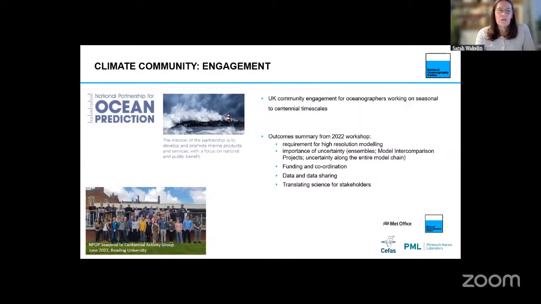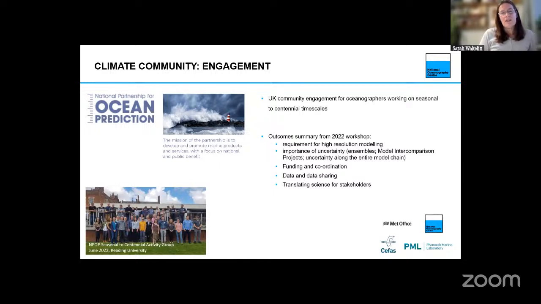So finally, I just wanted to say a bit about community engagement with the climate community. So we have this National Partnership for Ocean Prediction, which is an agreement or a cooperation between the Met Office, NOC, CFAS and PML and various other university departments. We're not completely exclusive.